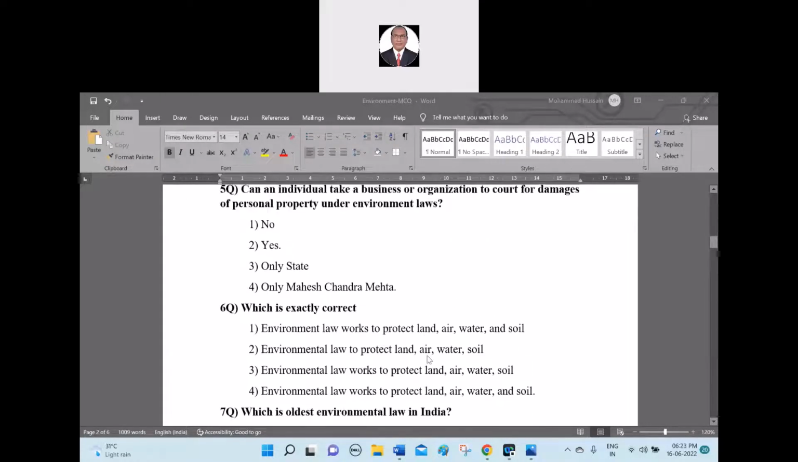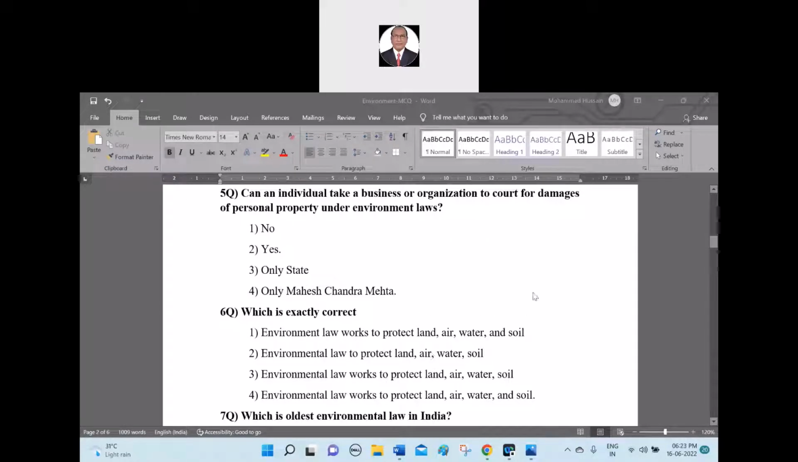Sixth question. Anyone can unmute and read. Which is exactly correct? Environmental law works to protect land, air, water, and soil. You are supposed to read it.